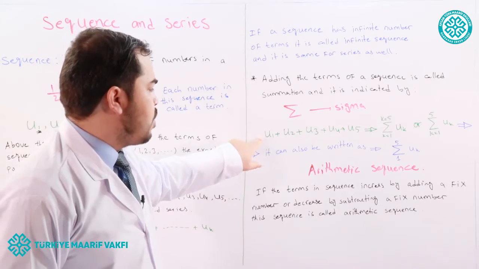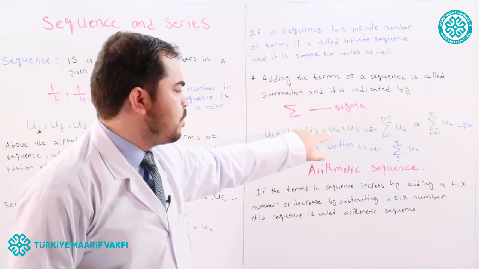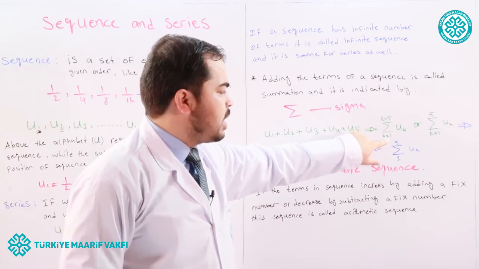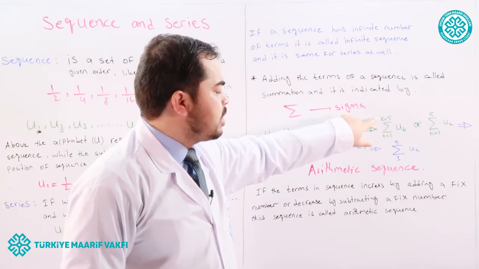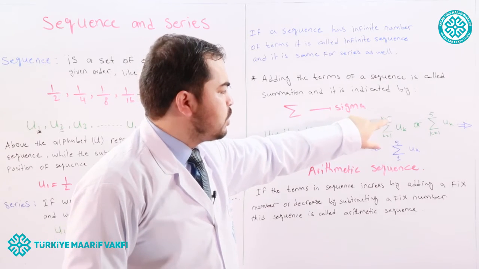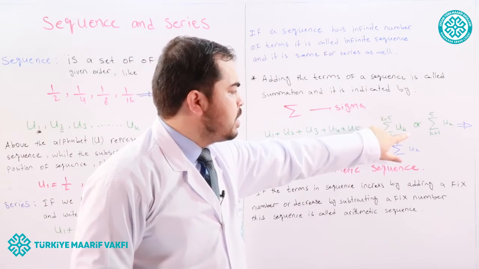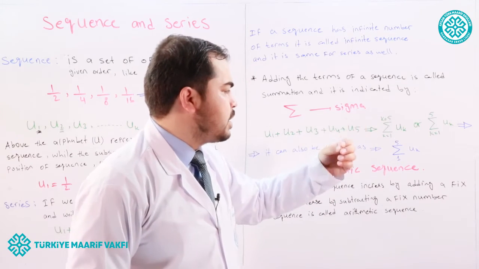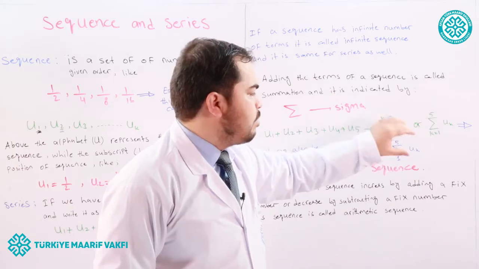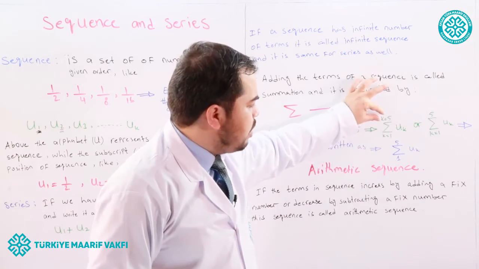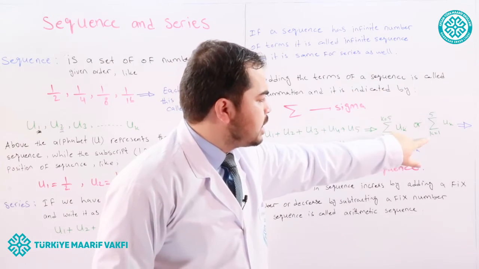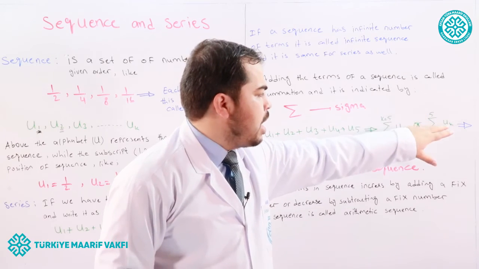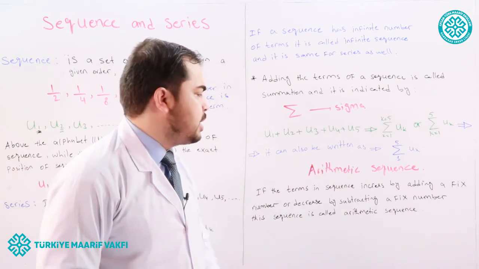So if there is U1 plus U2 plus U3 plus U4 plus U5, we can write it as sigma. Under the sigma, we write k equals 1, and on the top of the sigma, we write 5, and then Uk. Uk means all the terms of the sequence, till the end of the terms. It means from term 1 to 5, all the terms of this sequence have to be added.